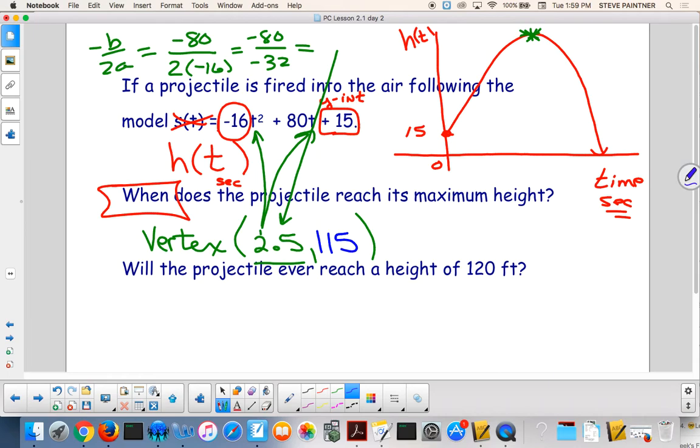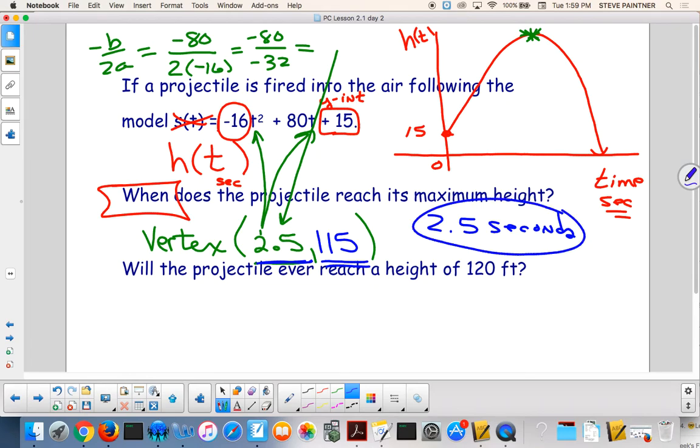Okay. Now remember, the first number is your x, the second one is your y. This is time, this is height. So what's the answer to when does the projectile hit the maximum height? It's this one, 2.5. You have to know what the question was. The answer is 2.5 seconds.